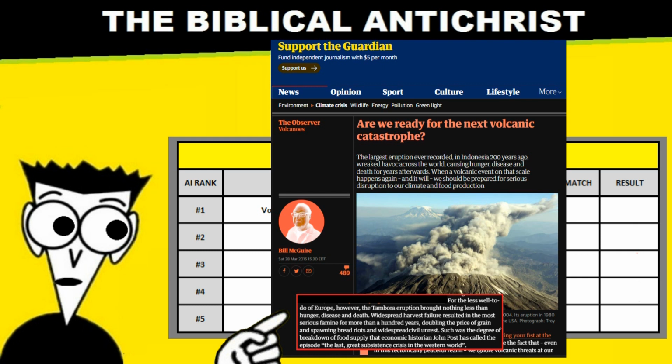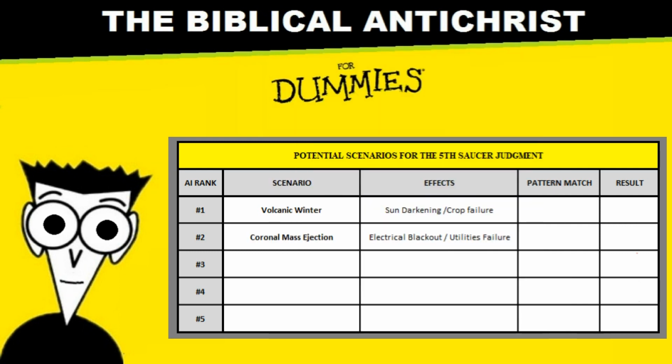Such was the degree of breakdown of food supply that economic historian John Post has called the episode the last great subsistence crisis in the Western world. One estimate holds that there is a 1 in 10 chance of a comparable event in the next 50 years. End quote. The second most probable cause, as ranked by artificial intelligence, is a solar storm, a Carrington scale event.